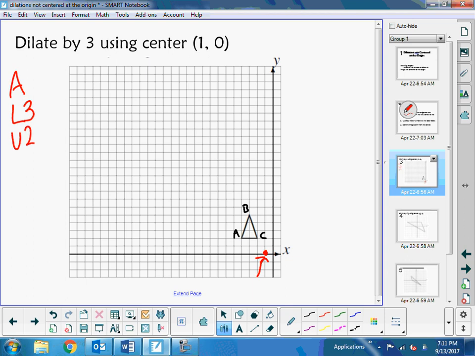Well, my dilation factor is 3, so this is what I have to multiply by 3. So really, I'm going to move left 9 and up 6. From my new center, I'm going to go left 9 and up 6. This will be my new A prime.